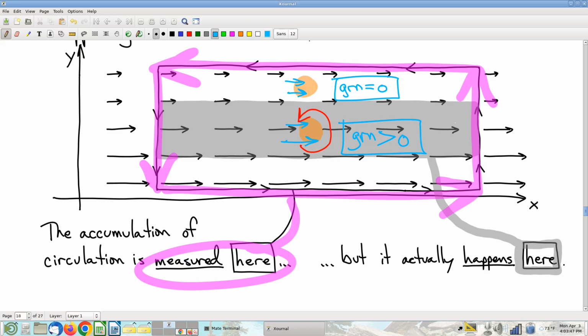So again, we've got this purple circulation, total circulation on our rectangle. Where is it happening? It's not happening up here, where the white background is. There's no circulation happening there. It's happening in this middle chunk, this middle half, where Green's operator is positive. A positive value of Green's operator says there is a twisting in the fluid in this region. That's where the circulation measured on the purple outside boundary is actually coming from. So Green's operator is the giveaway.